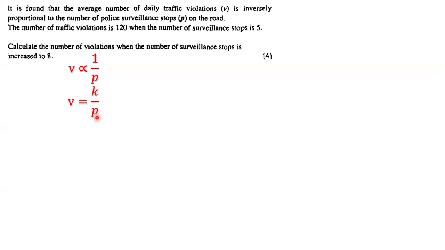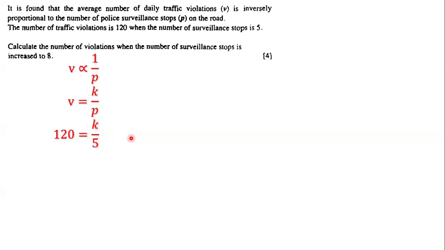Now, in this case, what is K? Our goal first is to figure out what this constant K is in this situation. So what is V? Well, we know V is 120, and so we substitute that. We know P is equal to 5. So we have 120 is equal to K all over 5.